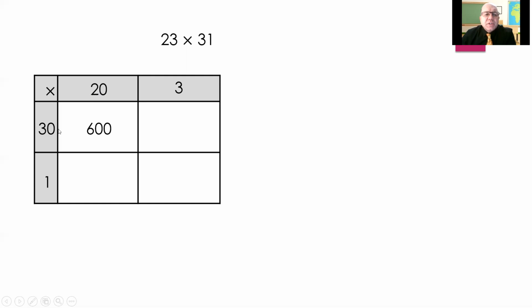3 times 2 is 6, and then 1, 2 zeros. 30 times 3. Well, it's 3 times 3, which is 9, and there's 1 0 there. So 90. 20 times 1. 1 times table, we can all do that. 1 times 20 is 20, and 1 times 3 is 3. And if we add all these numbers together that are white, we will get a total of 713. Okay. Now, that's the grid way or area way of completing that calculation.